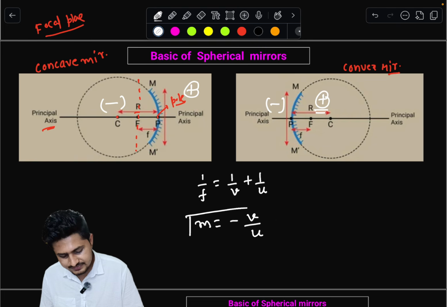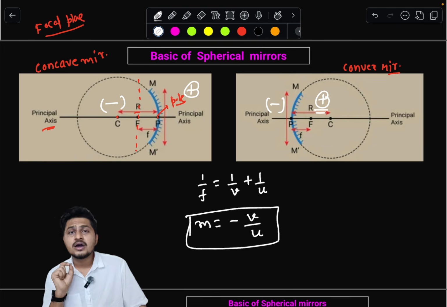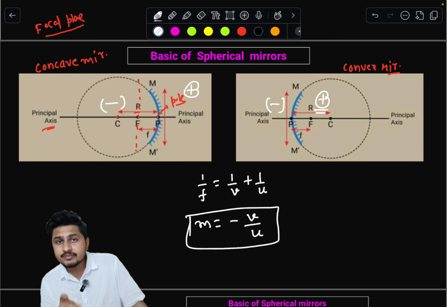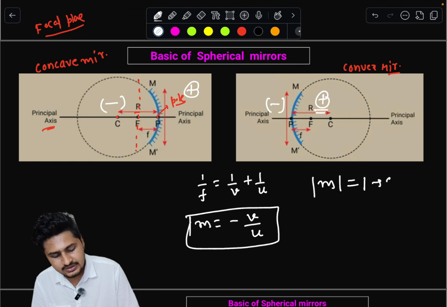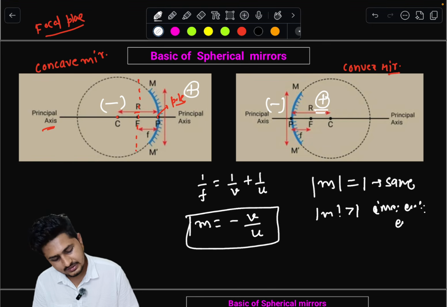What is this magnification? Magnification tells us about the image: what is the size of the image compared to the object. Is it big, is it small, is it the same size? Taking the value of m magnitude-wise, if m equals 1, it means the image is the same size as the object. If m is greater than 1, the image is enlarged. If m is less than 1, the image is diminished.